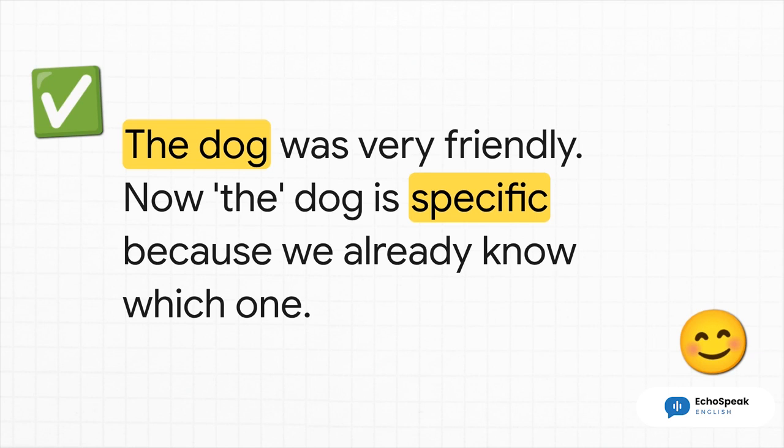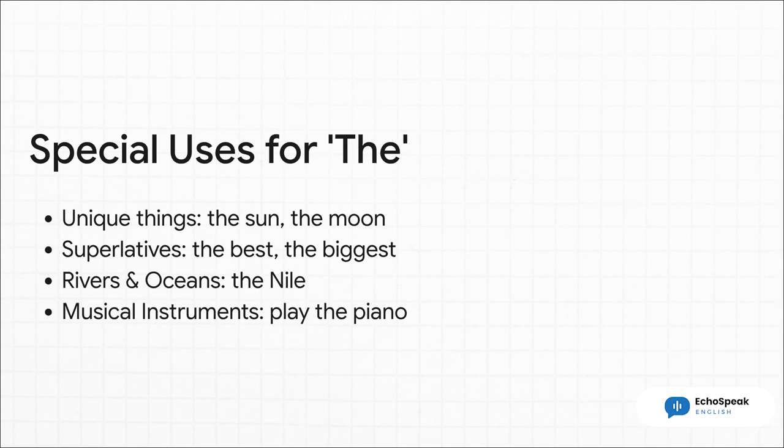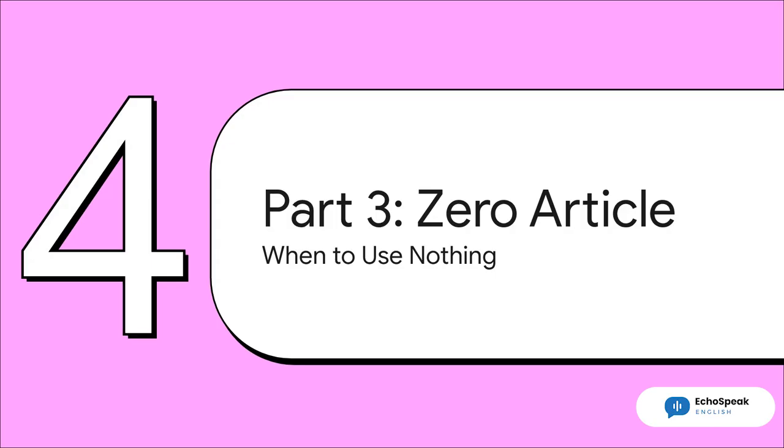It's that simple. Now, the also pops up in a few other special cases, but they all follow the same logic of being specific or unique. There's only one sun, so it's the sun. The best movie is by definition only one specific movie. We also use it for unique geographical features like the Nile River and for musical instruments when we're talking generally, like playing the piano.